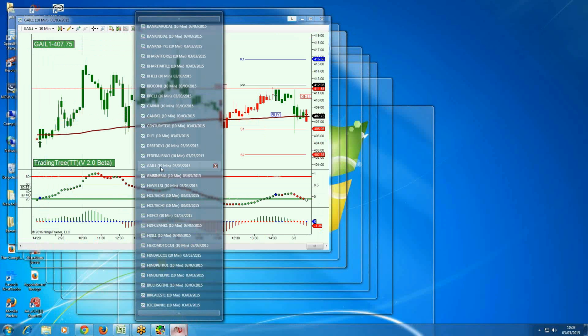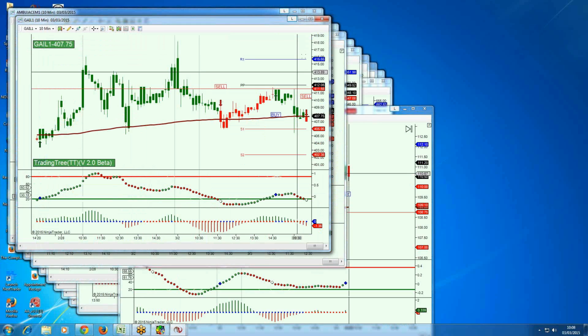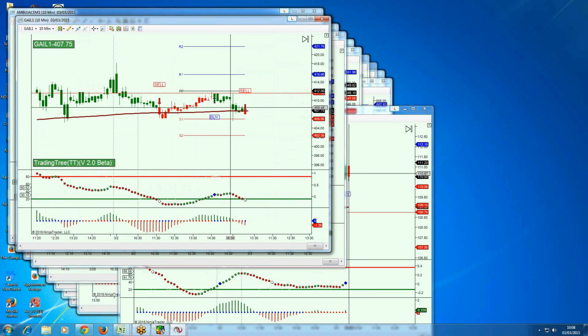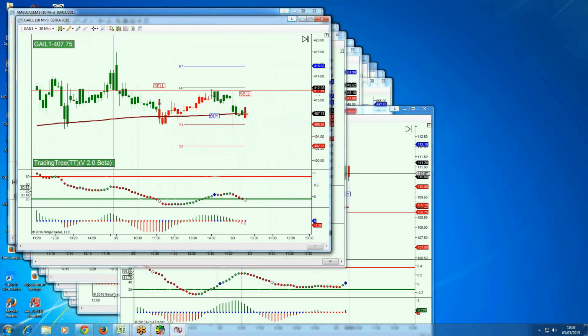So we have Gale here. So we have this Gale sell call. So this is the open of this candle. You can see that. So I would suggest you place your trade below this. That is the recent low. So you can short Gale at 405.20.